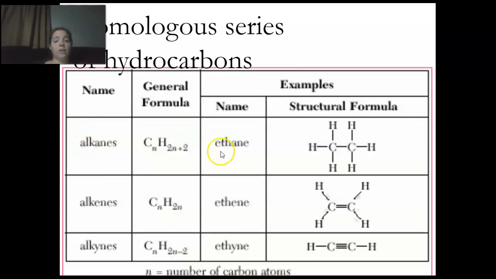So for alkanes, you can see right here, there are 2 carbons, so we know that's an eth, and the ending is ane, because it is all single bonds. If I've got a double bond, it's ene, E-N-E, and triple bonds is yne, with a Y sounding like an I.